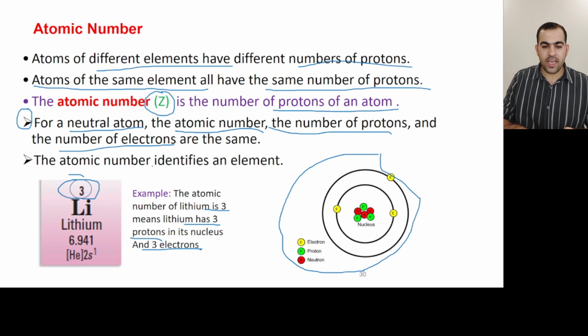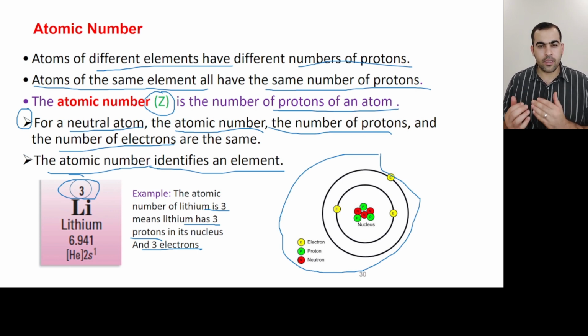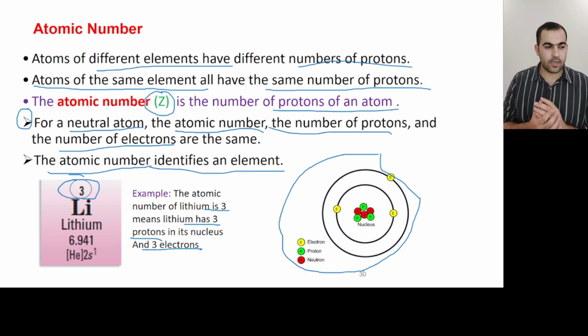Also, this is important: atomic number identifies an element. Why not number of neutrons and electrons? Electron and neutron numbers change. Not all hydrogen atoms have the same number of neutrons. For example, tritium has 2 neutrons. This is another type of hydrogen atom; later we will talk about it. So the number of neutrons changes. The electron number changes in atoms of the same element when they lose or gain, but the protons number doesn't change.